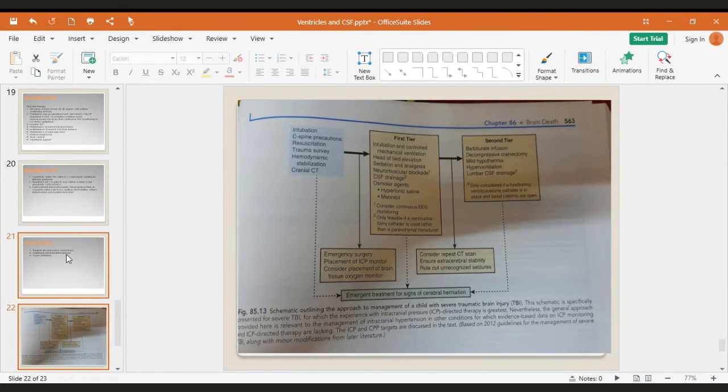Only feasible if a ventriculostomy catheter is used rather than a parenchymal transducer. Consider repeat CT scan and ensure extracerebral stability, rule out unrecognized seizure. Emergency surgery is required if there is a large hematoma leading to chances of herniation. Placement of ICP monitor, consider placement of brain tissue oxygen monitor. Emergency treatment for signs of cerebral herniation. Second tier therapy is barbiturate infusion, decompressive craniotomy, mild hypothermia, hyperventilation, lumbar CSF drainage.